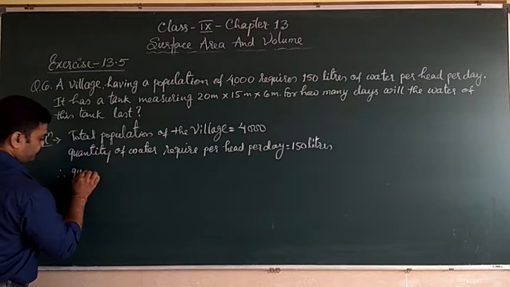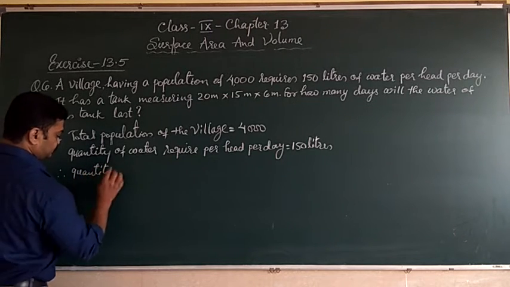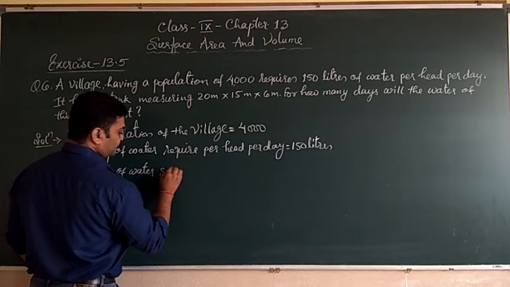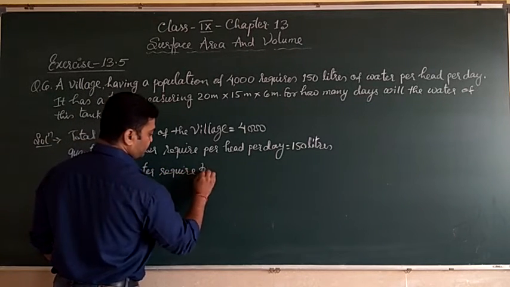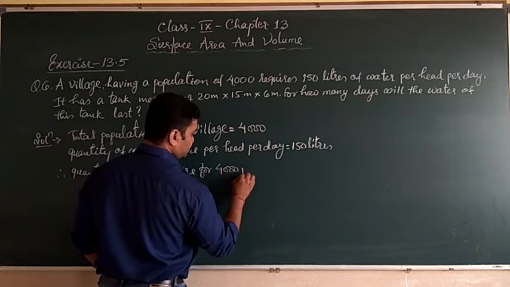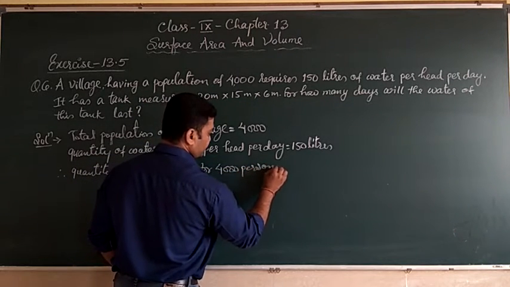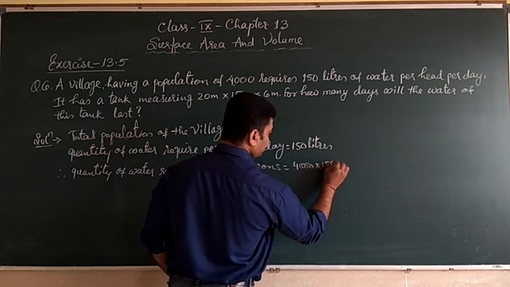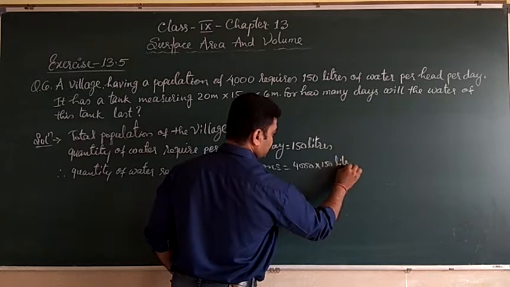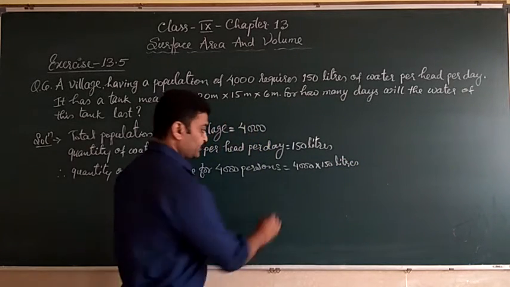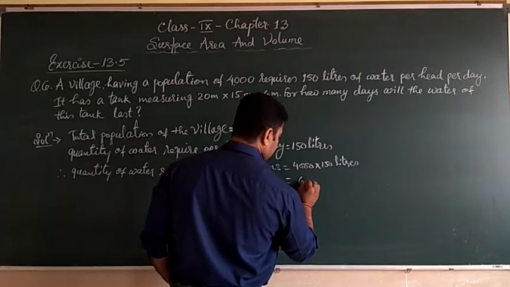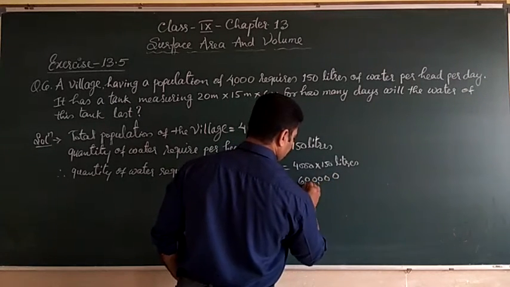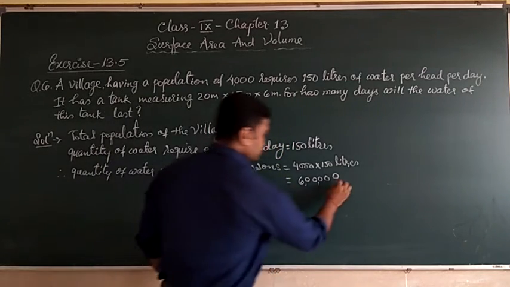quantity of water required for 4000 persons is equal to 4000 into 150 liters. Clear? That means 600000 liters.